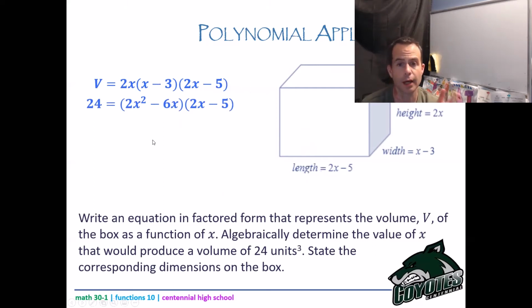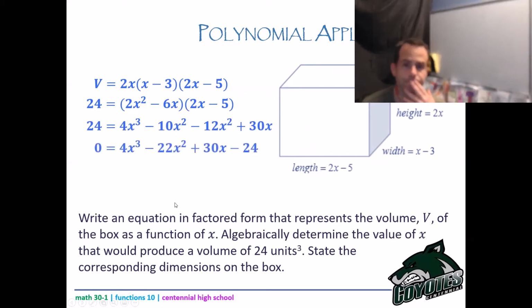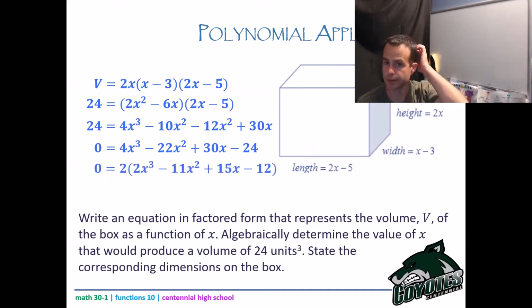Now I can multiply these two binomials together. Okay, so now let's get everything over to one side. So I just subtracted 24 from both sides. And now I want to try and do something with this. So I factored out the 2. Now I'm left with 2 times (2x cubed minus 11x squared plus 15x minus 12).